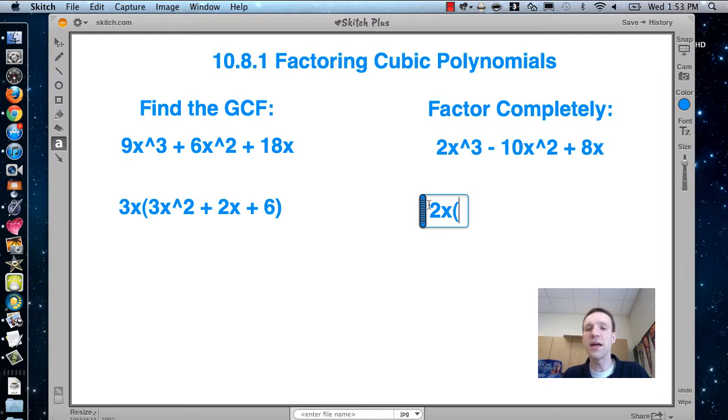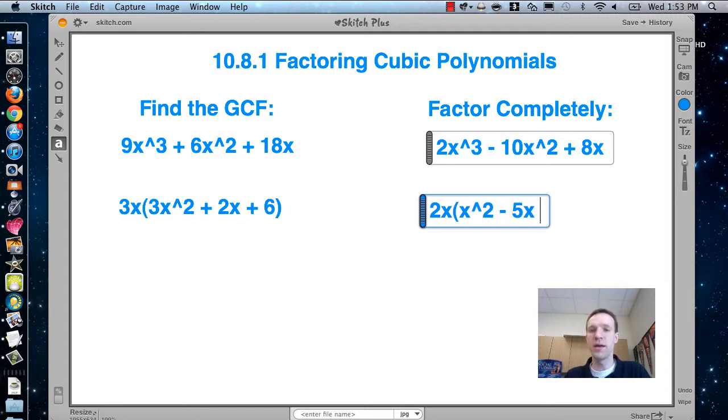Then what's left? 2x times what gives you 2x cubed? That's going to be an x squared. 2x times what gives you negative 10x squared? How about a minus 5x? And then 2x times what gives you this 8x? It's going to be plus 4. And we've just taken out the greatest common factor, and now we're going to see if we can factor out this trinomial a little bit more.